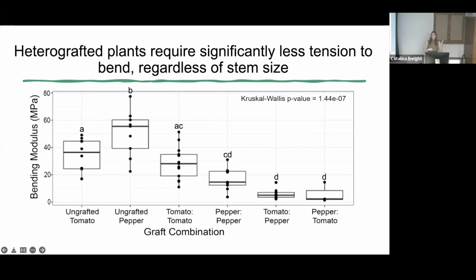And if we then look at each individual sample, we see that the heterografts are significantly different than self-grafted tomato. They're less, but they're kind of similar to self-grafted pepper. So we were able to show that there actually is a reduction in the amount of force required to bend the heterografts. And in some of these comparisons, it's very significant.